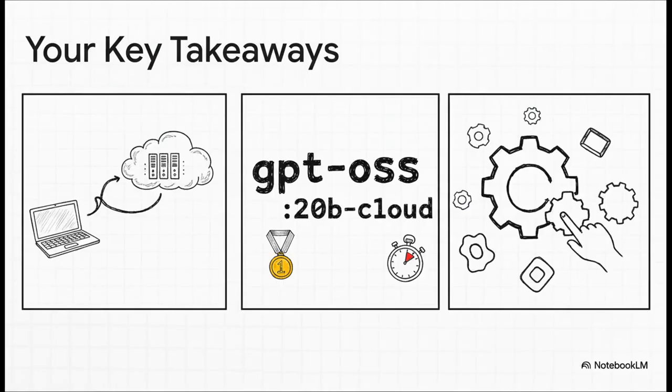So let's boil this all down to 3 key takeaways. Number 1, with Ollama Cloud, your local terminal now has a direct line to data center level AI power. It's a game changer. 2, for raw speed and efficiency, especially in production, GPT-oss 20B is the undisputed champion. And 3, and maybe most importantly, bigger isn't always better. You have to match the model's strength to your specific task.